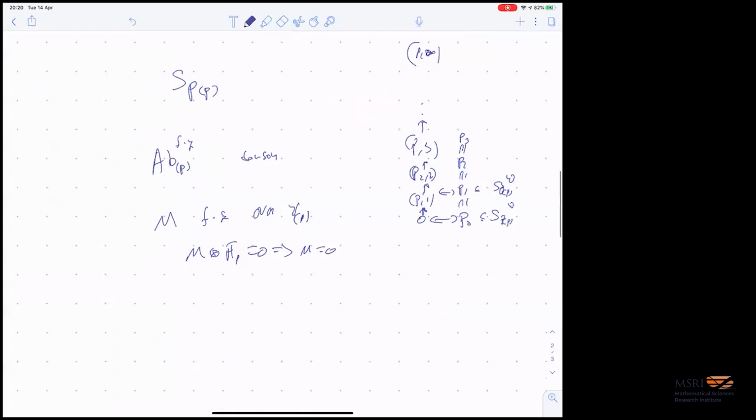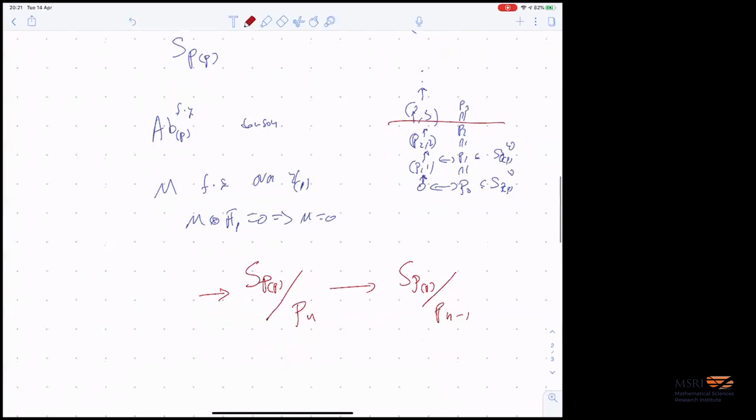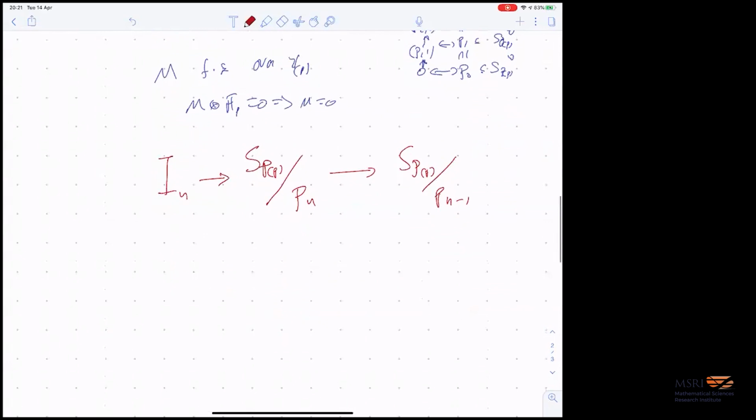And I can restrict myself to everything below a certain line by taking the category of P-local spectra and killing this PN. And I can kill further PN minus one. This gives me some kind of a filtration. And trying to study things for a given prime, I can just look at the fiber of this functor. So those are two infinity categories, and I can take everything that goes to zero and look at the fiber. Let's call it IN. And IN is an infinity category. It's a stable infinity category.